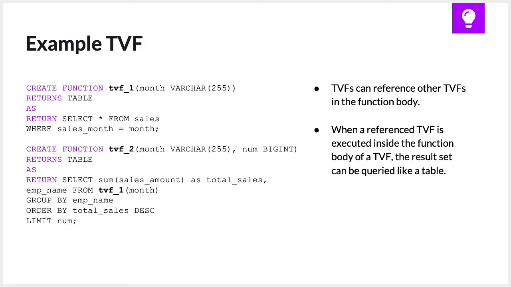This would give us a quick and easy way to output the top N salespeople in a given month without having to rewrite the query multiple times. So if we wanted the top 5 salespeople in March or the number 1 best salesperson in July, we could use this single TVF.